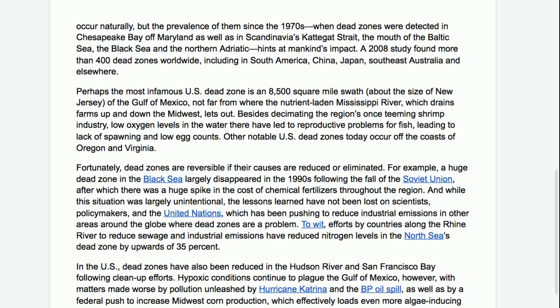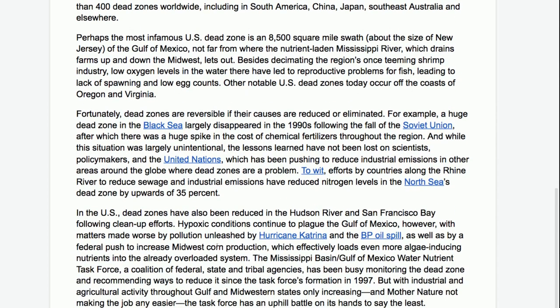And while this situation was largely unintentional, the lessons learned have not been lost on scientists, policymakers, and the United Nations, which has been pushing to reduce industrial emissions in other areas around the globe where dead zones are a problem. To wit, efforts by countries along the Rhine River to reduce sewage and industrial emissions have reduced nitrogen levels in the North Sea's dead zone by upwards of 35%. In the U.S., dead zones have also been reduced in the Hudson River and San Francisco Bay following cleanup efforts.